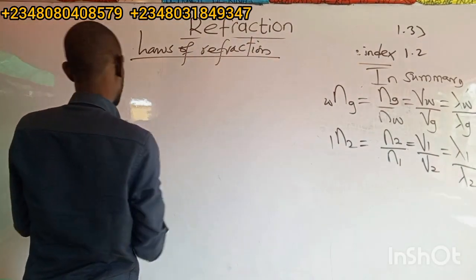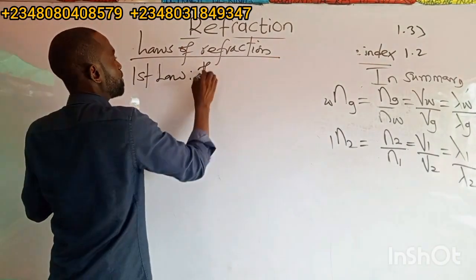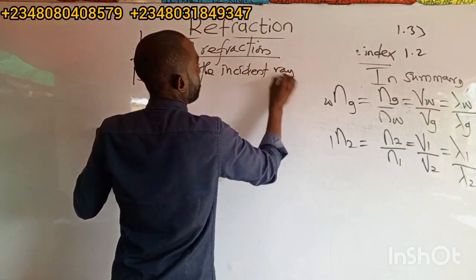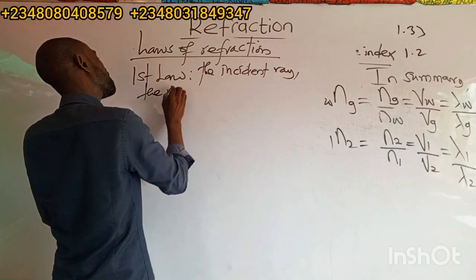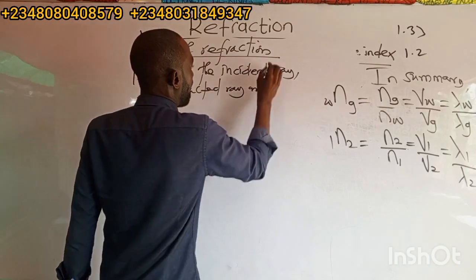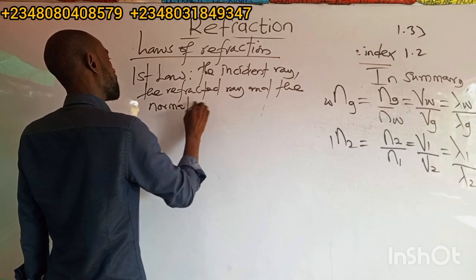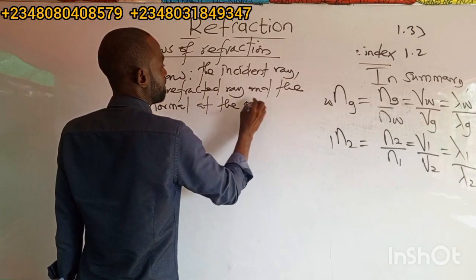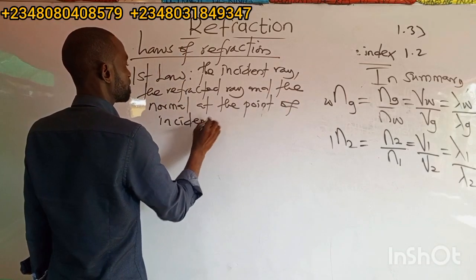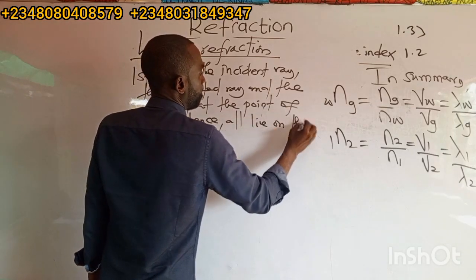The first law says that the incident ray, the refracted ray, and the normal at the point of incidence all lie on the same plane.